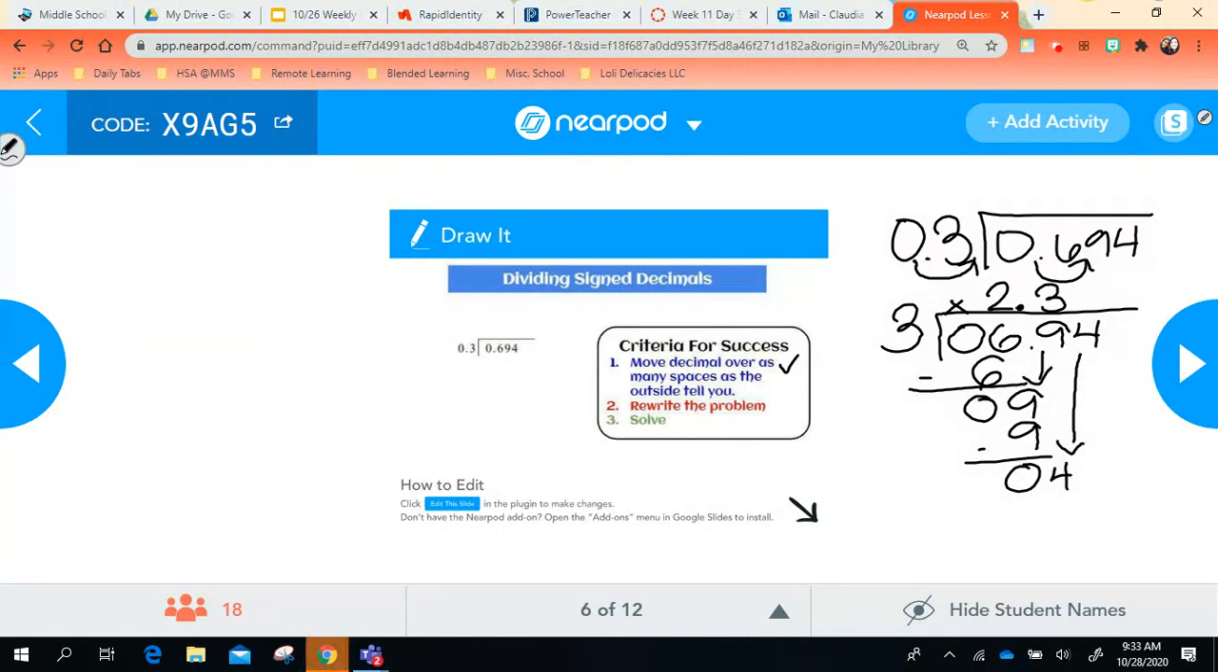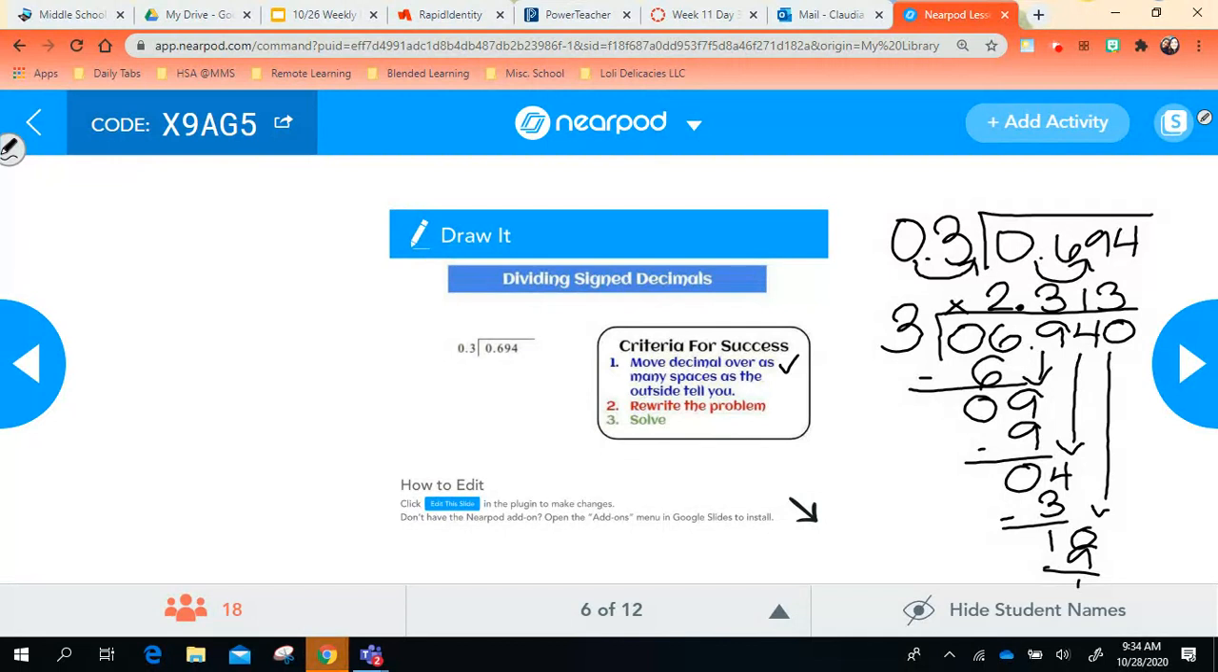3 goes into 4 how many times? 1 time. 1 times 3 is 3. 4 minus 3 is 1. So I'm going to try one more time. I'm going to put a 0, bring it down. 3 goes into 10, 3 times. 3 times 3 is 9, which gives me 1.